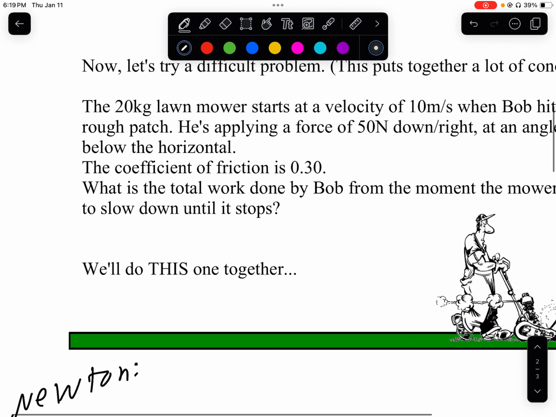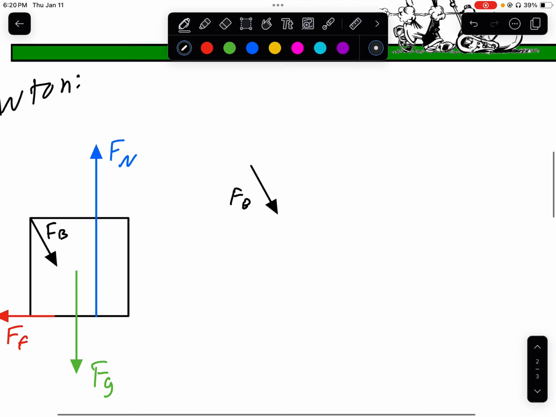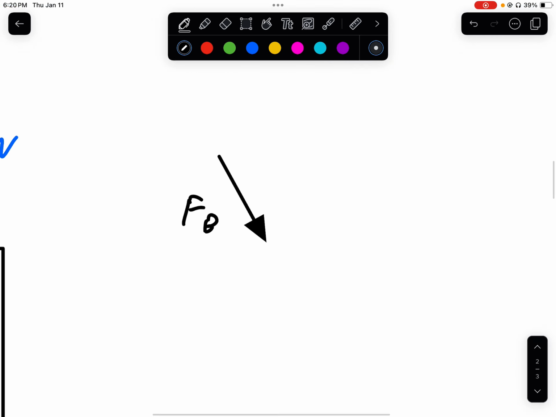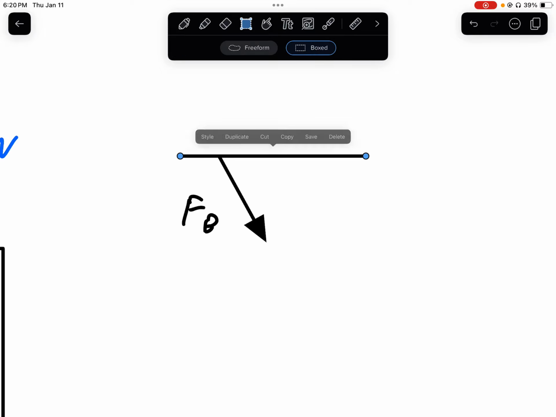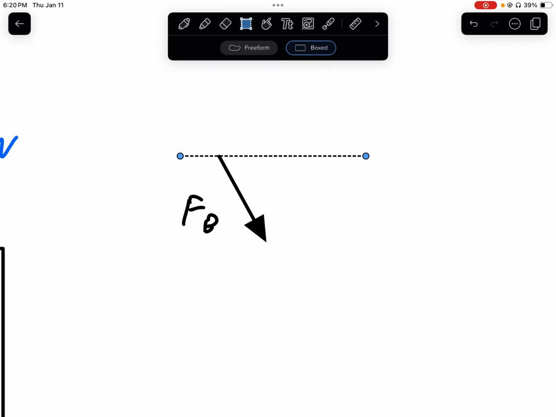Now it says here in the problem, let's see, he's applying a force of 50 newtons down and to the right. That's an angle of 70 degrees below the horizontal. So here's a horizontal line, and it's really just there to show horizontal. This angle of 70 degrees is below the horizontal. So if I went below the horizontal some angle of 70 degrees, that's our little theta.